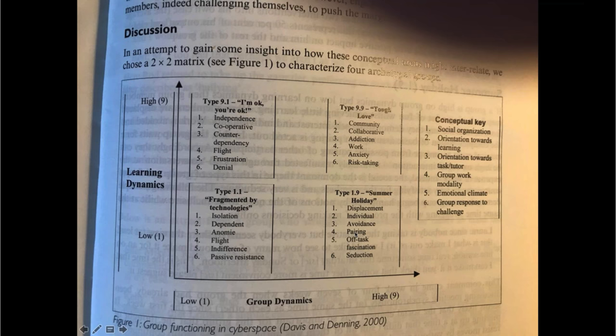Then there were groups that we came across that we described as the summer holidays, and these were the ones that spent an awful lot of time talking about their social needs being met by being online and having the capacity to talk to people from in Australia, etc. And the ones that we thought were the most effective in managing their experience of the online learning environment engaged in something that we call tough love.